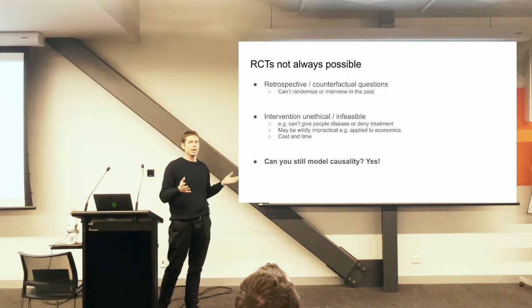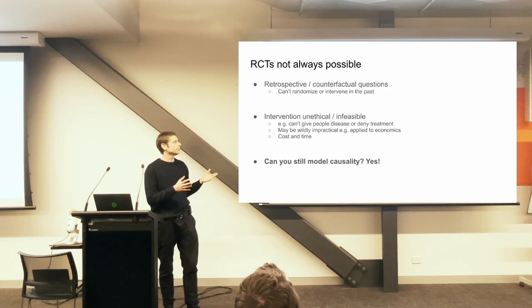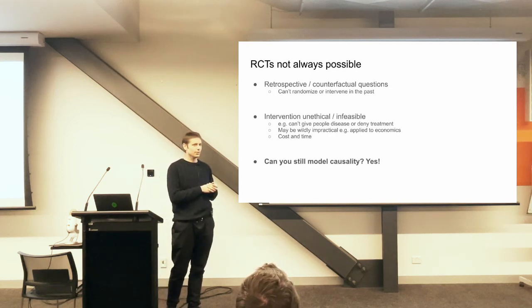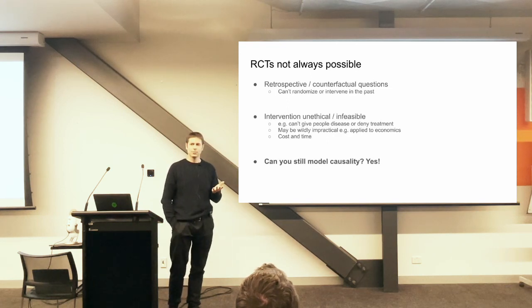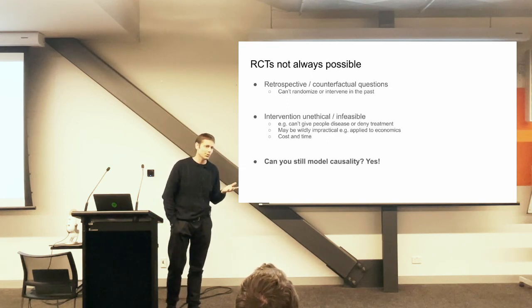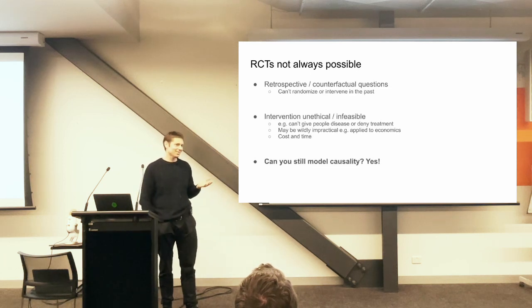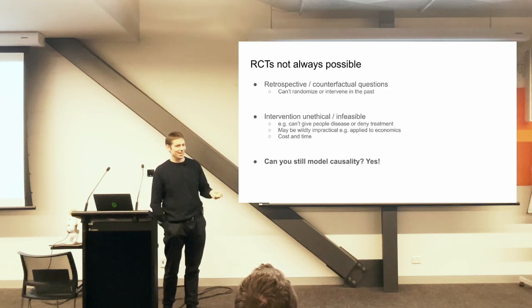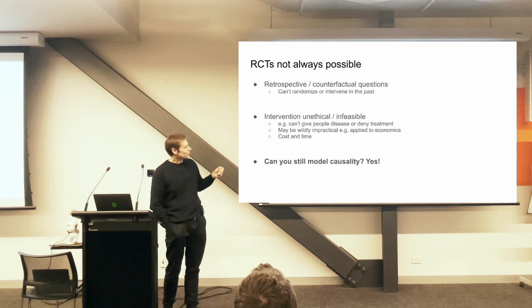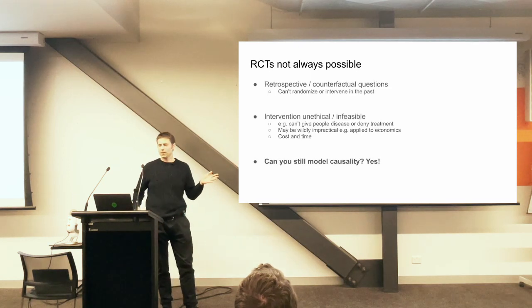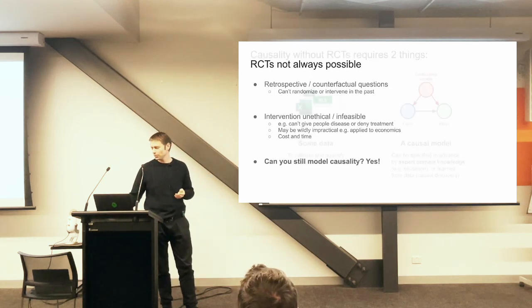For example, you can't go back in time and change what happened. It may be unethical or infeasible to do a randomised controlled trial, right? You can't give kids cigarettes and tell them to smoke 40 a day for 10 years to see what happens, right? And it's just luck of the dice whether they get the real cigarettes or the lolly ones. So if you can't do a randomised controlled trial, can you still model causality?